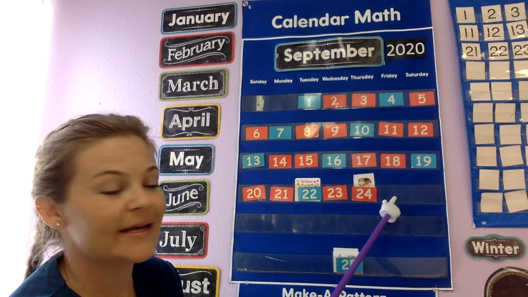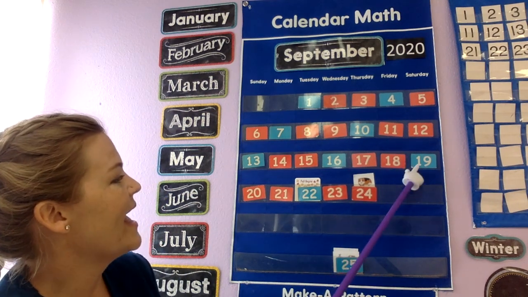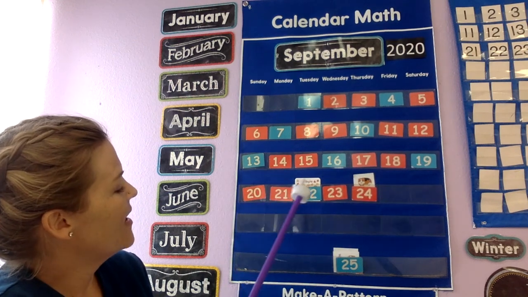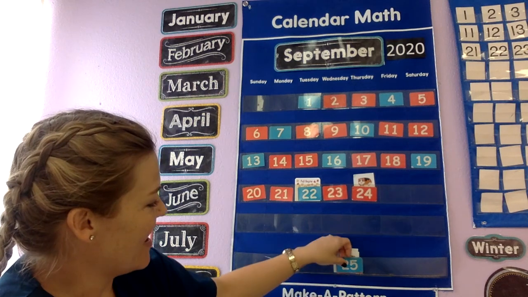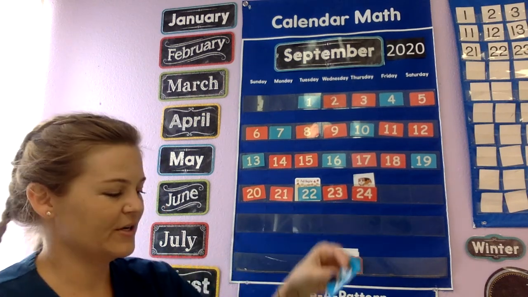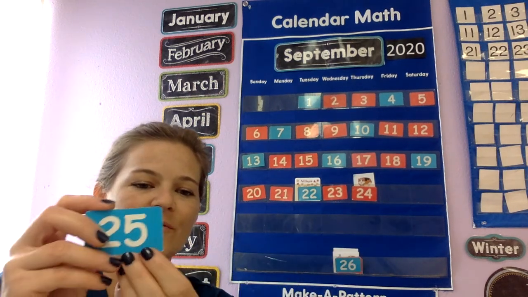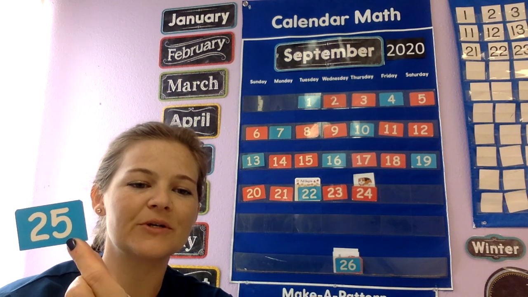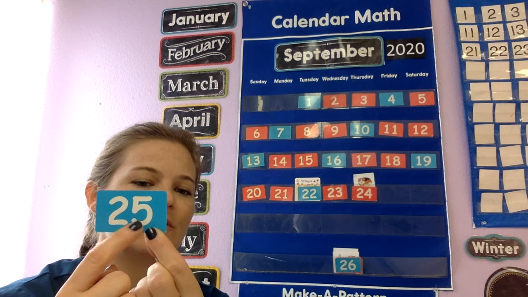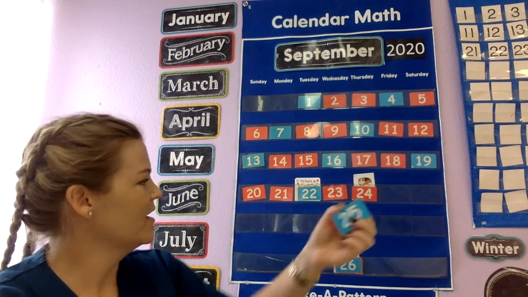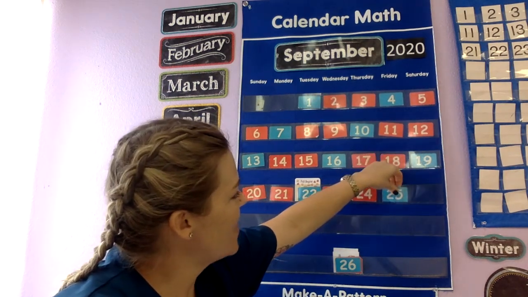And what color is it going to be? We have an A, B, B pattern, and A is blue. So here's my 25. And what two numbers are in the number 25? A 2 and a 5. 2 and 5 make 25. Okay, so I'm going to put my 25 there.